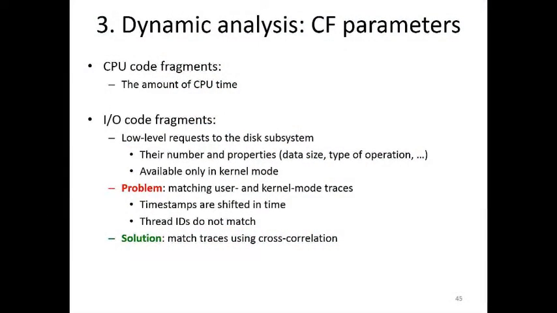With regard to other types of code fragments, like CPU code fragments and input-output code fragments, we also retrieve their parameters from the trace. For CPU, it's easier: it's the amount of CPU time the code fragment requires to execute. For input-output code fragments, it's a little bit harder, because their parameters are a sequence of low-level hard drive accesses performed by that particular code fragment. Those we can retrieve in kernel mode only. But in our work, we use cross-correlation to match these kernel mode operations to user mode I/O operations, and get the parameters of I/O code fragments.